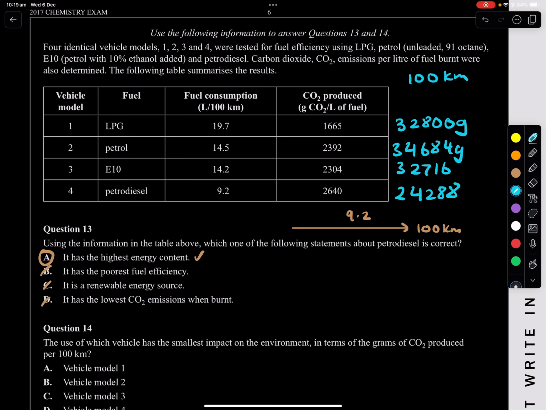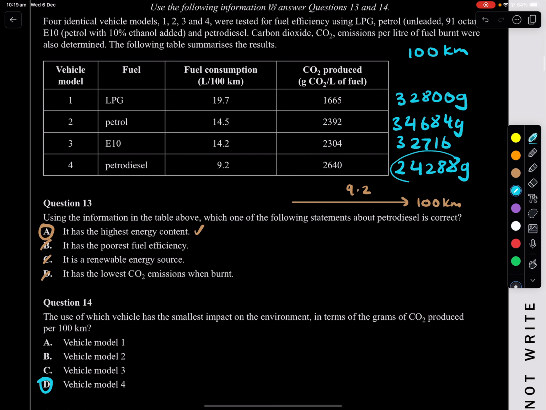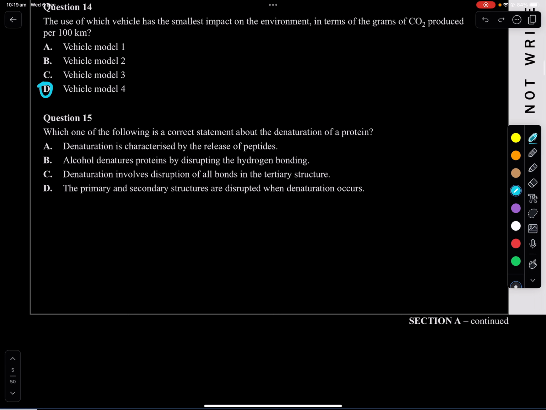242888. So, which one actually produces the least CO2 in terms of grams? Petrodiesel. So vehicle 4. So choose D as your answer. Yeah, nice and easy. 3 calculations, and hope that's right.